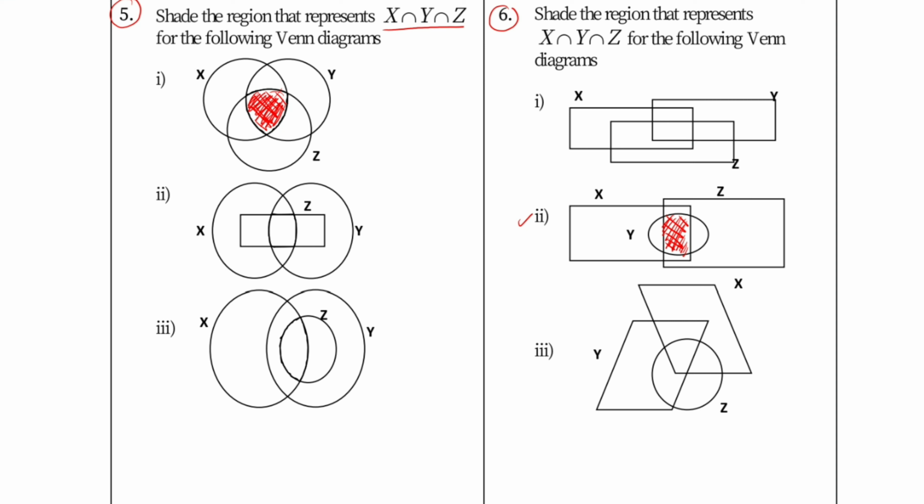Okay guys, that is how you shade the region that represents the intersection of more than two sets. So next, you have to do the exercise in your module.